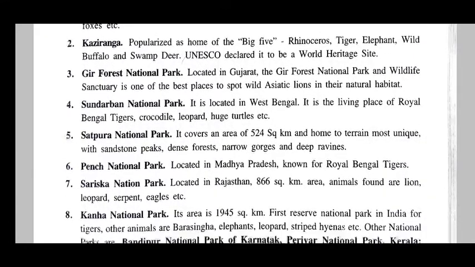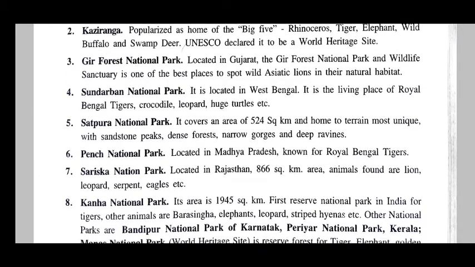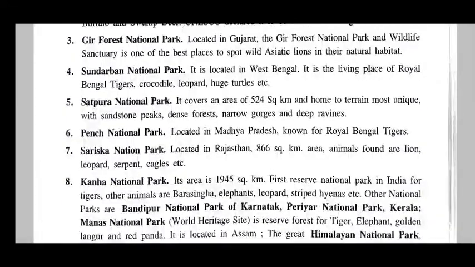Gir Forest National Park is located in Gujarat, and this is a wildlife sanctuary, famous for the Gir lions or Asiatic lions seen there. Sundarbans are famous for the Royal Bengal tigers. It is in West Bengal, with crocodiles too, located in the valley of the river Ganga.